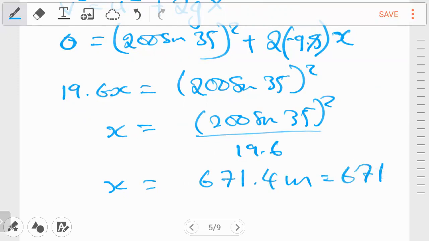Okay. So once you obtain this extra bit of height that it goes through, you know that the projectile actually goes an extra bit, which is 671, but it is initially thrown from a height 300 meters.